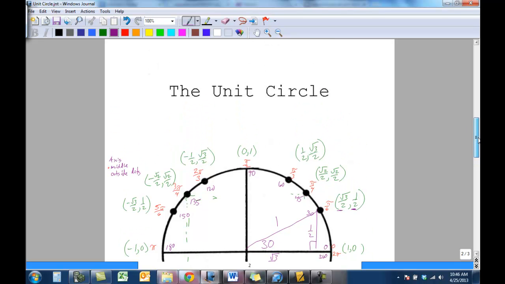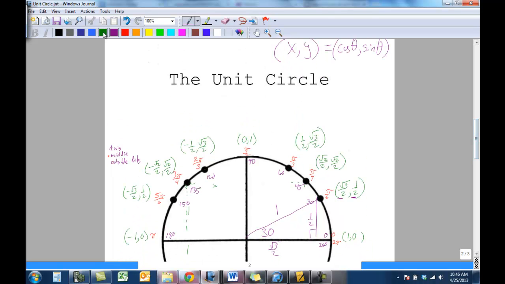So here's what's up. The coordinates x, y are the equivalent of saying cosine of theta, comma, sine of theta. All right, x, y is alphabetical, so is cosine and sine. So here's what's up, y'all.